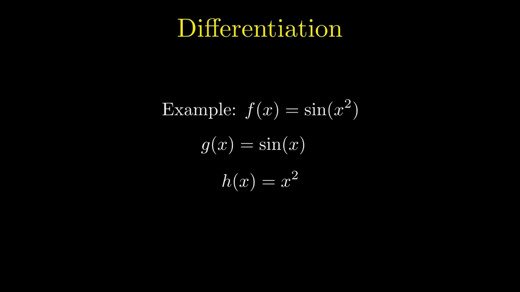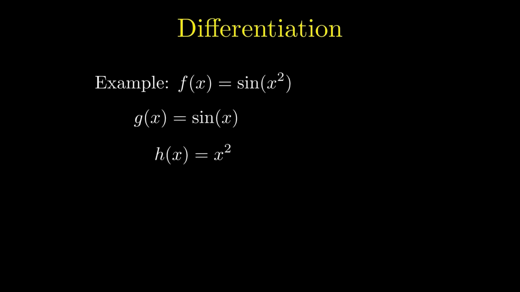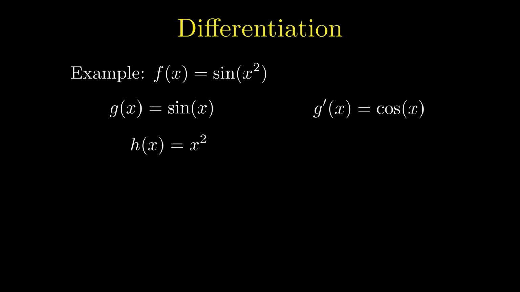In our example, g of x equals sine of x and h of x equals x squared. So, we'll find the derivatives of g and h separately. G prime of x equals cosine of x. H prime of x equals 2x.